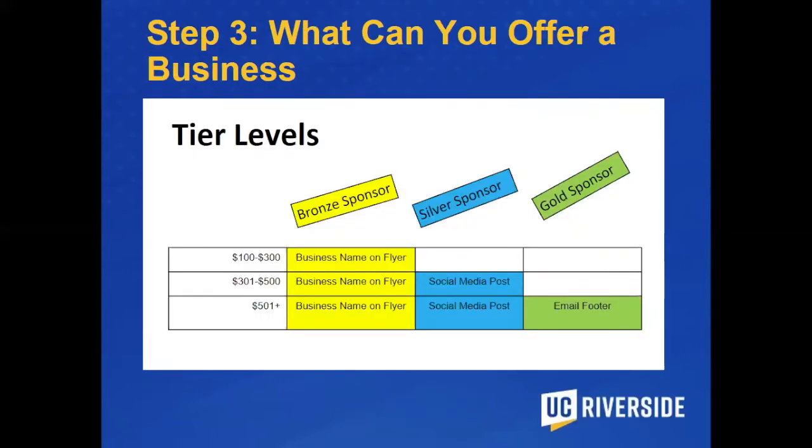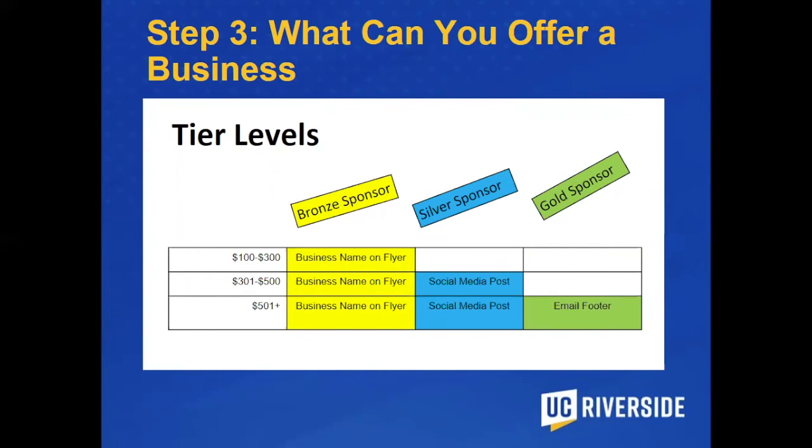Quick review. Step one, you met with your members and conducted a needs analysis. Step two, you developed the packet content using the 5 W's and 1 H formula. Now that brings us to step three. What can you realistically offer a business? For this example, we use tier levels to designate the different types of sponsorship levels.